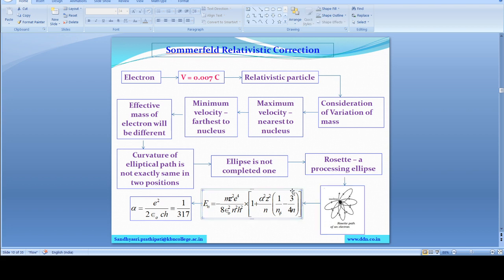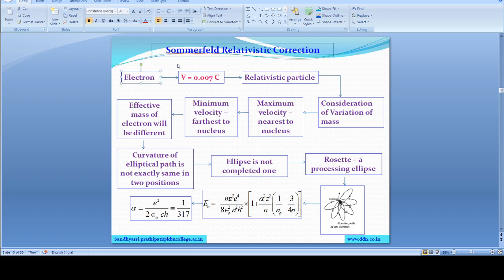So there must be a change in the energy equation of the electron. So he has included this term alpha square in the energy term, the Bohr energy term. What is meant by alpha? Alpha is equal to e square by 2 epsilon naught c h, which is approximately equal to 1 by 137. It is called the fine structure constant. How was it explained? It explained fine structure.